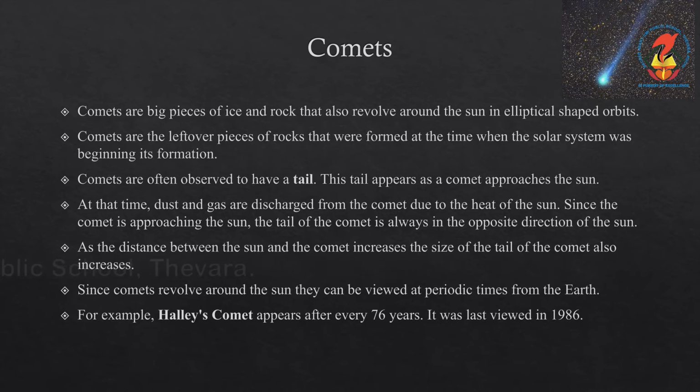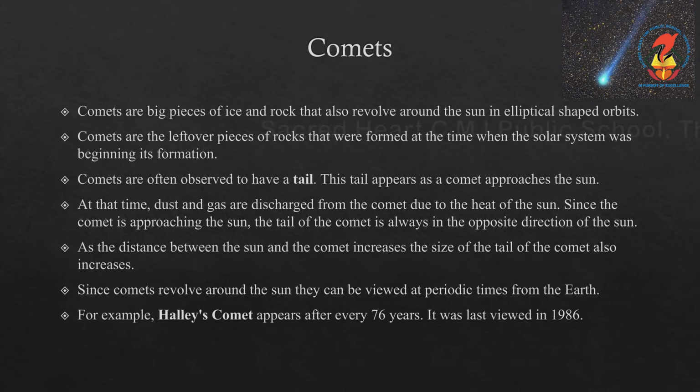At that time, dust and other gases are discharged from the comet due to the heat of the sun. Since the comet is approaching the sun, the tail of the comet is always in the opposite direction of the sun. As the distance between the sun and the comet decreases, the size of the tail of the comet increases.